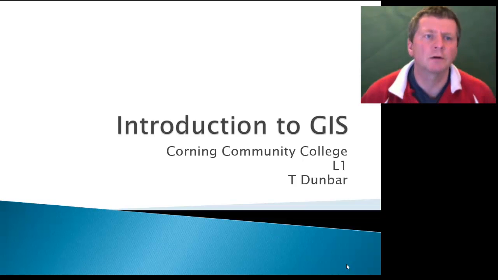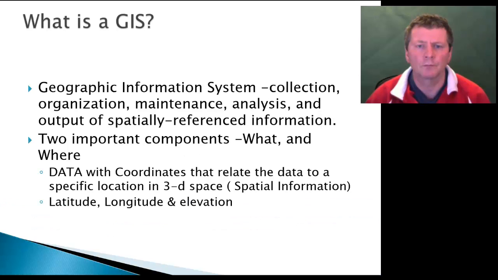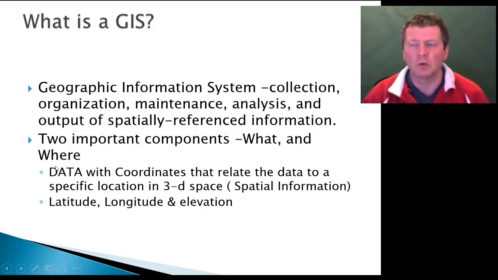Okay, I'd like to give us an introduction to GIS technology. So, what is GIS? It's a collection of data that is spatially referenced. Spatially referenced information, what does that mean? That means that it is information, which is some sort of what do we want, and where is it? So another way of looking at it is data that has coordinates that relate to a place on the globe. Spatial information, 3D space, latitude, longitude, and elevation.